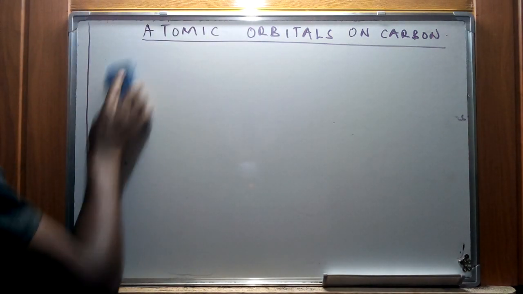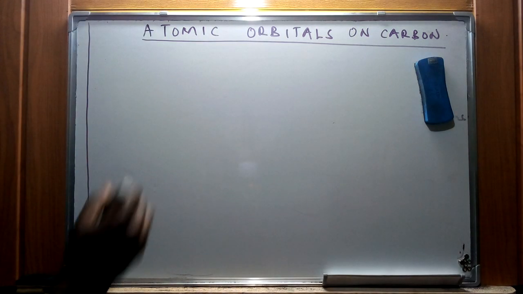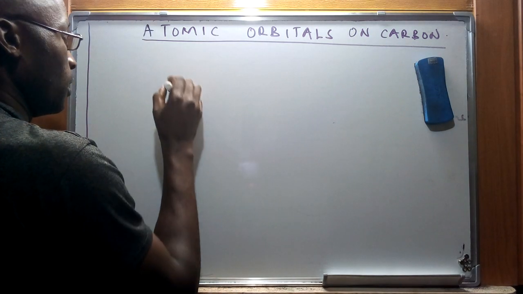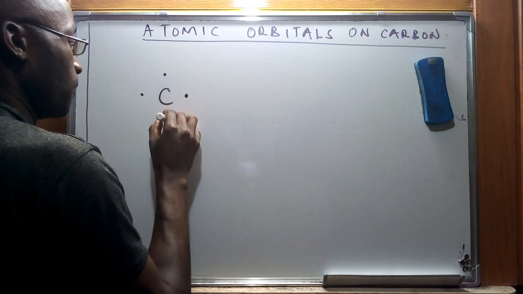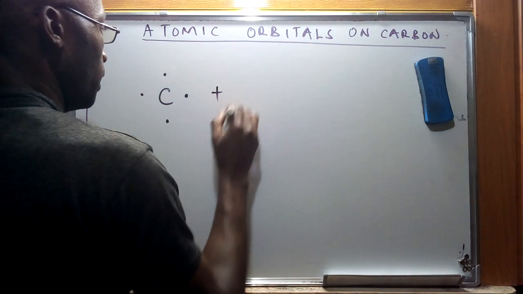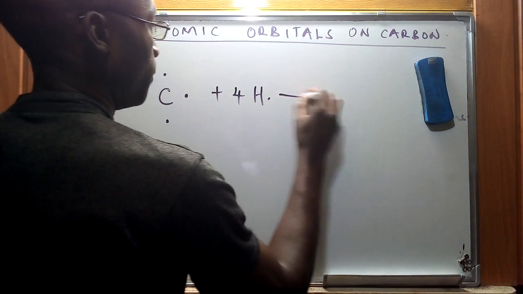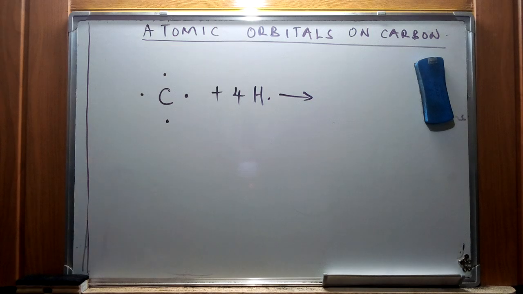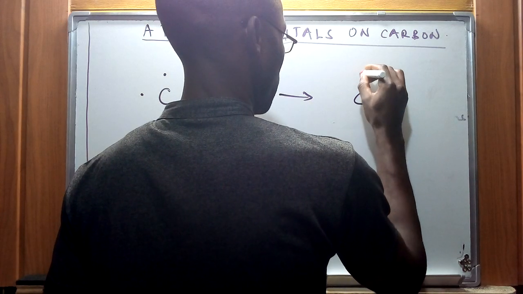We can give one example using an electronic dot notation, whereby if carbon has valence electrons which are 4 in number, and it is going to form a compound through addition of hydrogen, which has a single electron, then it's going to gain 4 hydrogens to form a compound like methane.